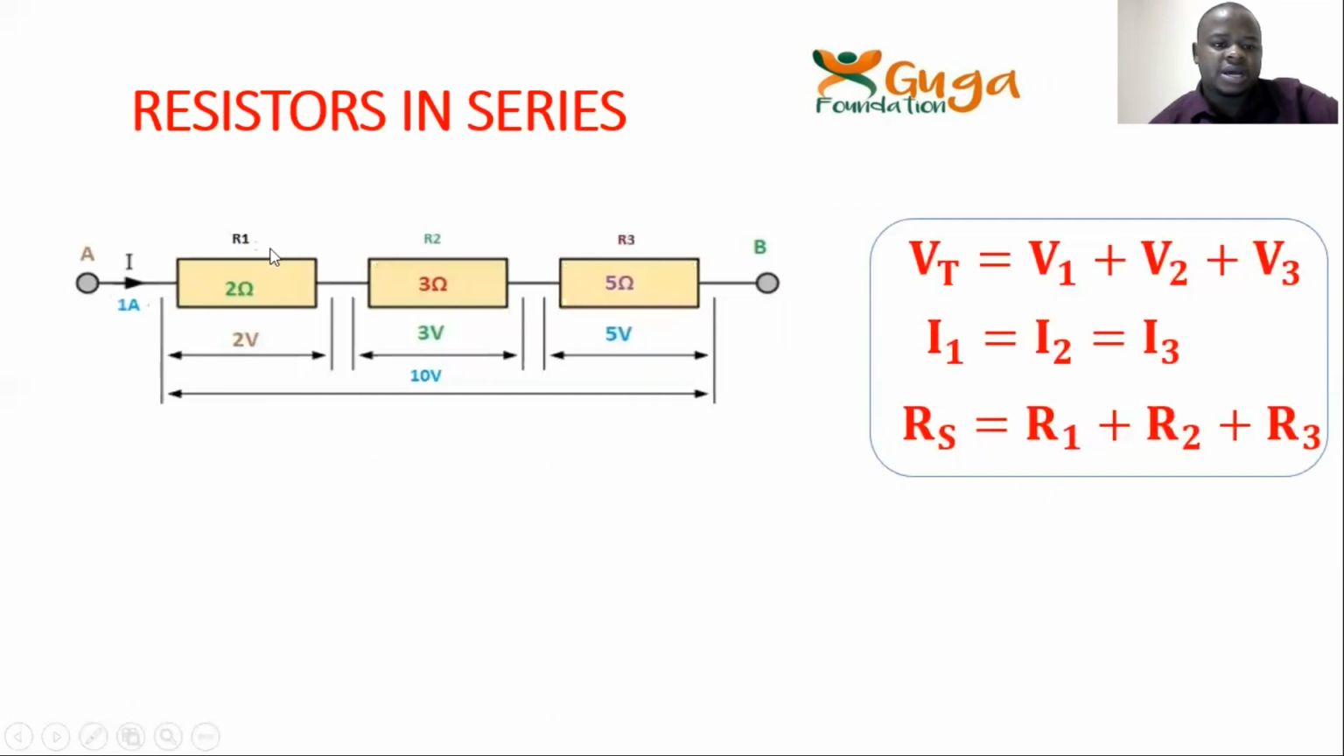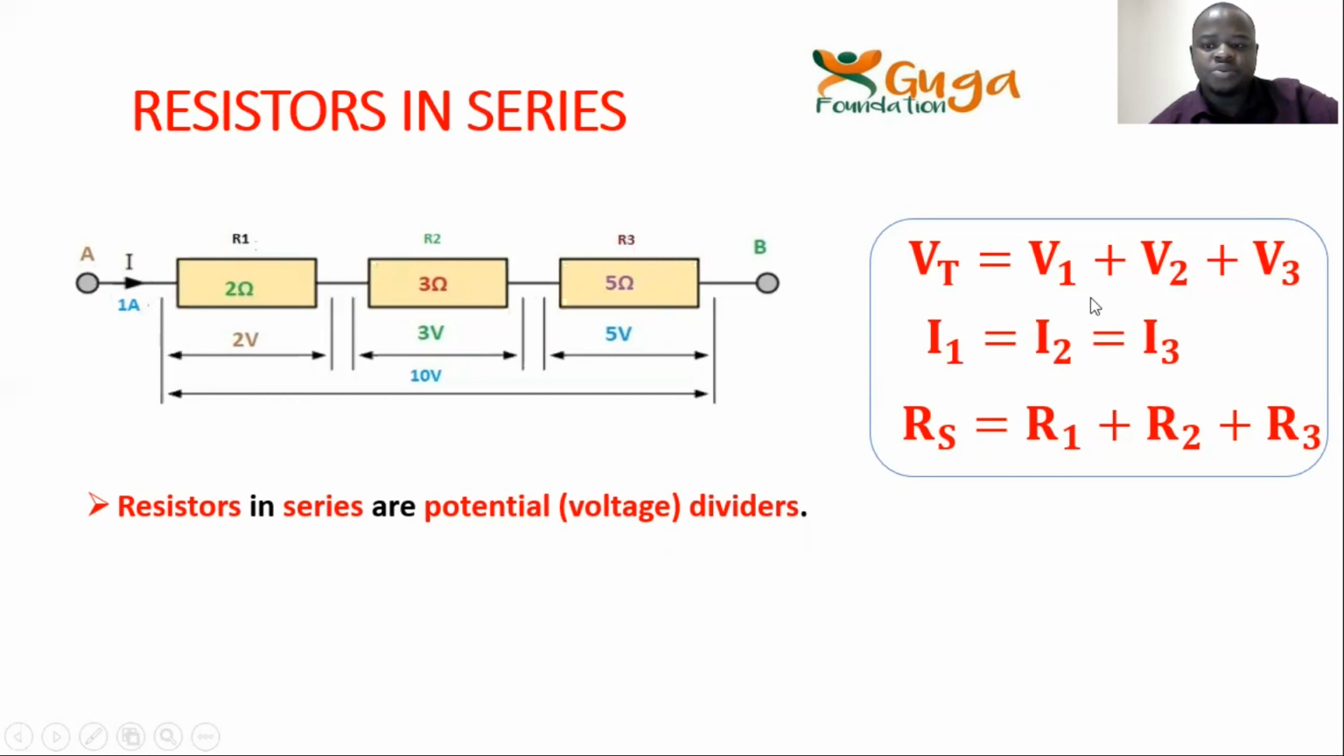Okay, now let's look at the resistors in series. You've got resistors R1, R2, and R3 here, right? So now the current is passing through here. In resistors in series, we know that the current is the same throughout. I1 is equal to I2 is equal to I3, right? But the voltage is different. That's why we call them potential dividers. Resistors in series are potential dividers.